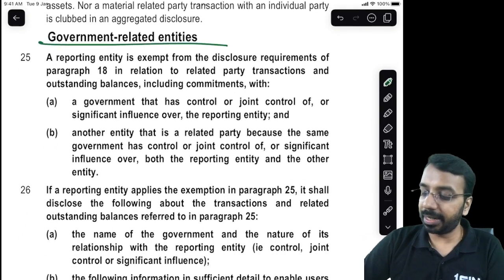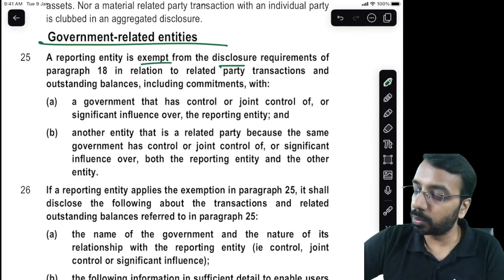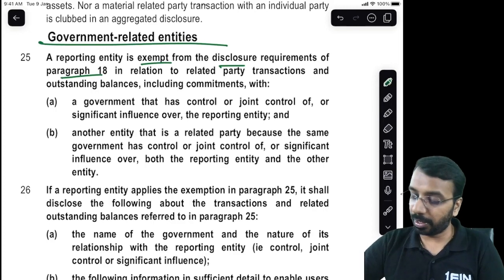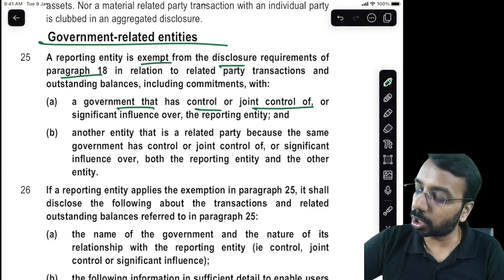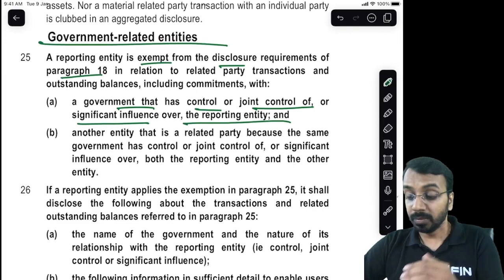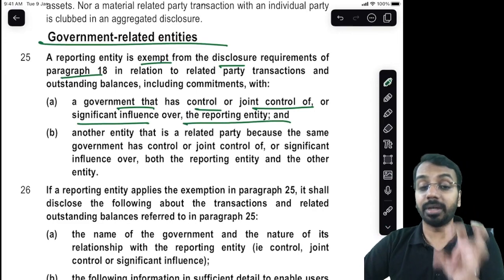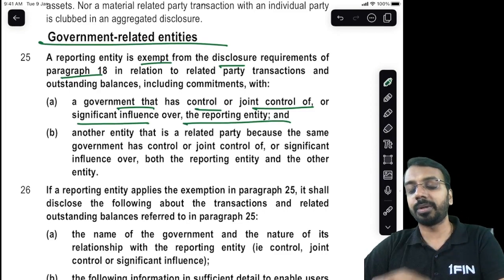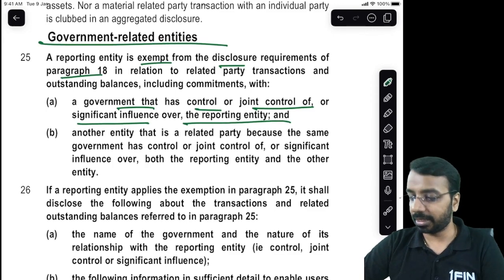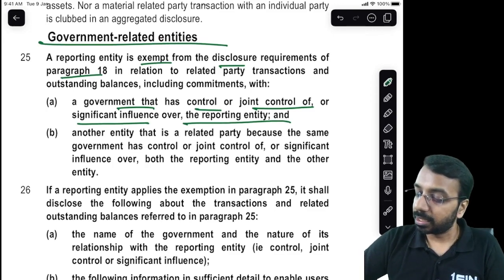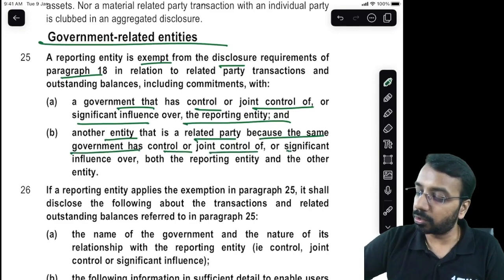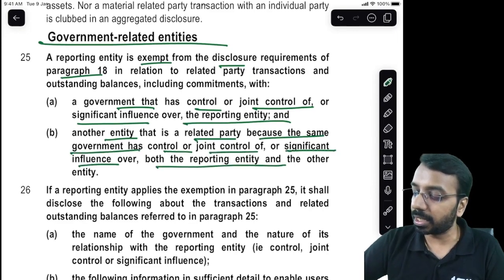If there is a government-related entity, then you are exempt from the disclosure requirements that we understood in paragraph 18 regarding the transactions. This applies when a government has control, joint control or significant influence over the reporting entity, because in a lot of cases when there is government involvement, you don't need to disclose such transactions, okay? Or another entity that is a related party because the same government has control, joint control or significant influence over both the reporting entity and the other entity.